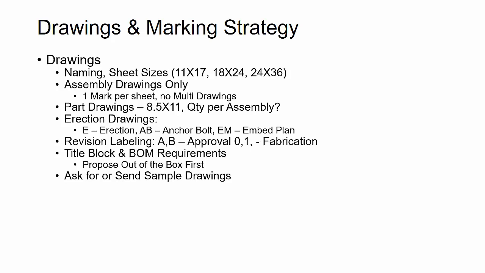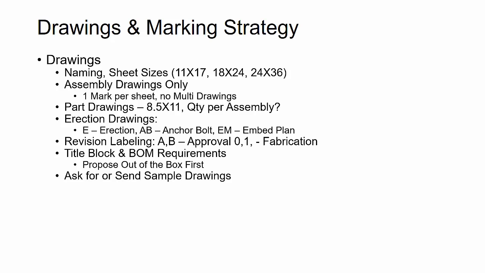On erection drawings, this is commonly going to be 24 by 36. Erection drawings will often be prefixed with E, or AB for anchor bolt plan, and then EM oftentimes for embed plans. And again, these will be 24 by 36 sheets. This will be your erection plans, elevations, and then your sections and details. And then you're going to want to ask the fabricator about revision labeling.